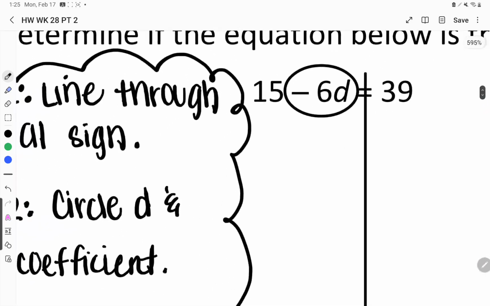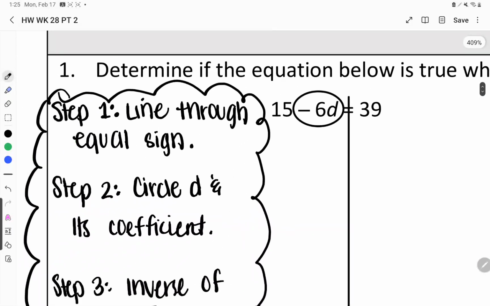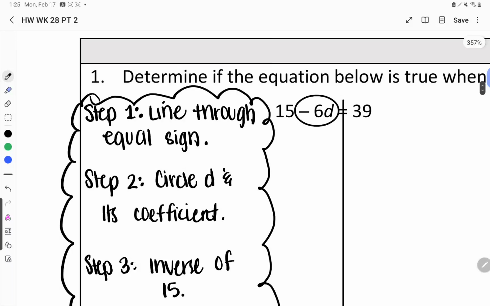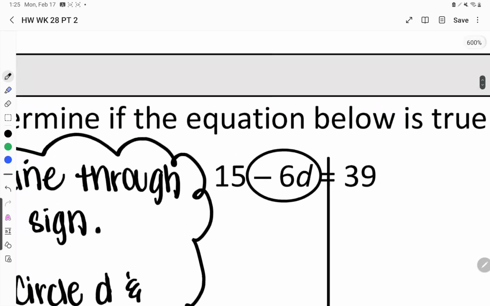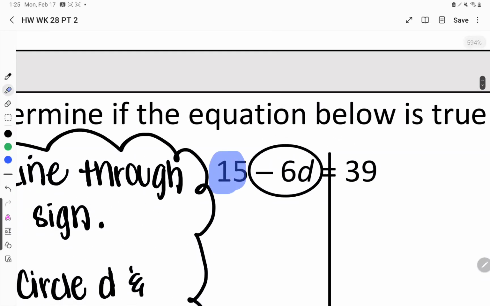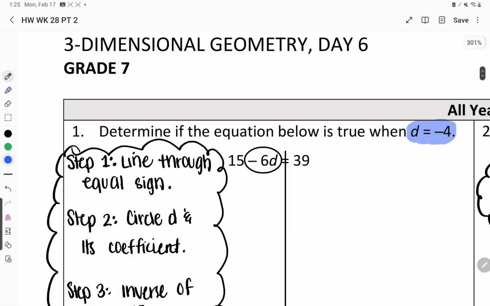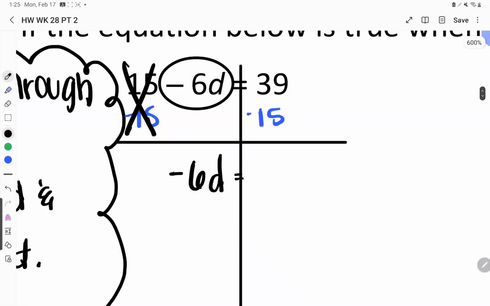Okay, how do I get rid of this 15? First question I'm going to ask myself, is it positive or negative? Is 15 right here positive or negative? It's positive. It's positive because it doesn't have a sign in front of it at all. It's just 15. And how do you get rid of a positive 15? You subtract 15 from both sides. So that's going to cancel out those 15s and leave me with just negative 6d equals, and then I have 39 minus 15. So what's 9 minus 5? 4. And then what's 3 minus 1?